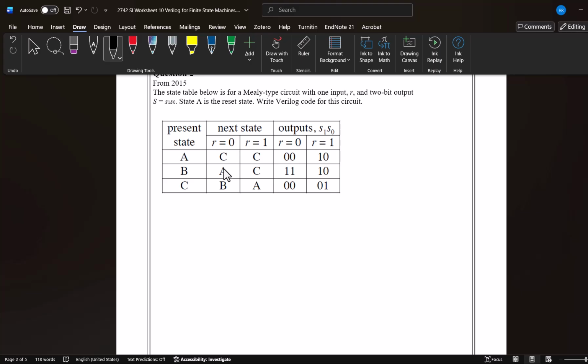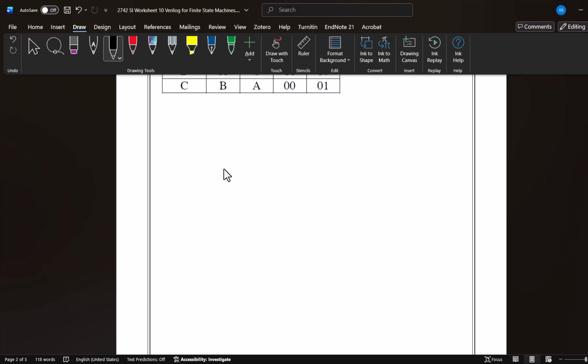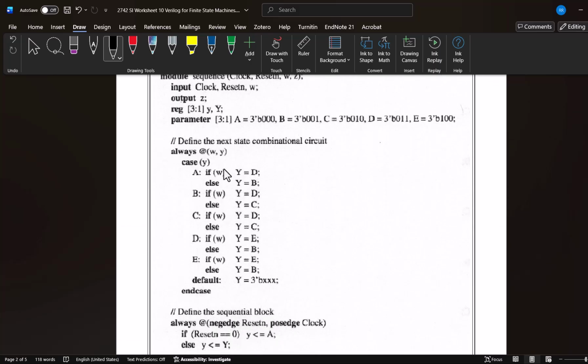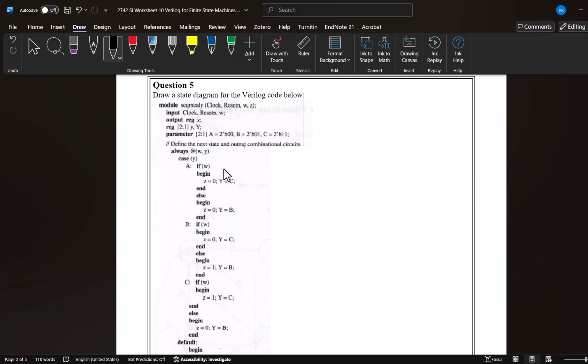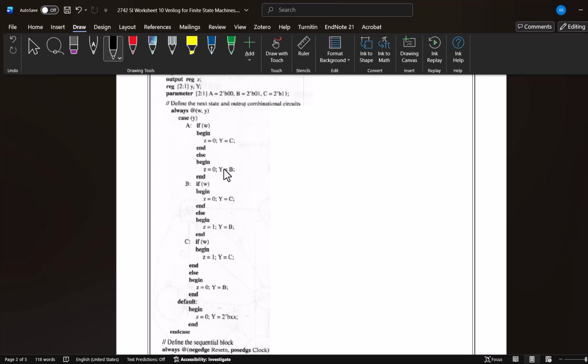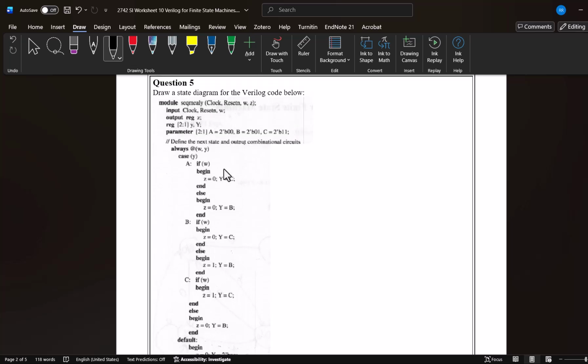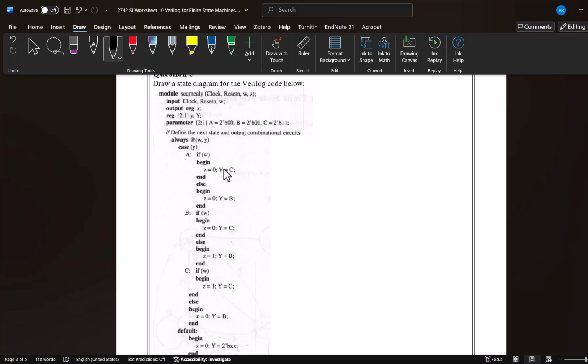What time is it? About 4. I think we have time to do both. Let's go ahead and do question 5 because that should be pretty quick now that we have a lot of experience. And then we'll go back and do question 3, which will take some time. All right, so a state diagram for this one.